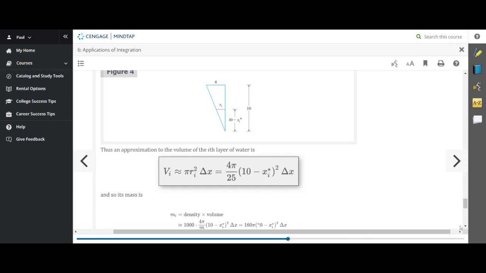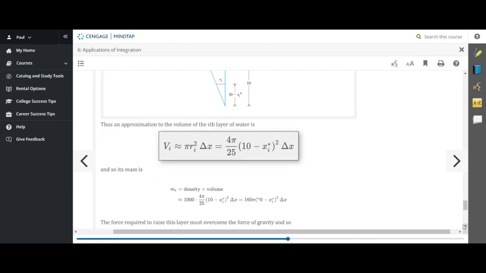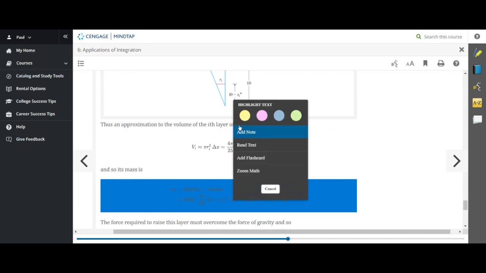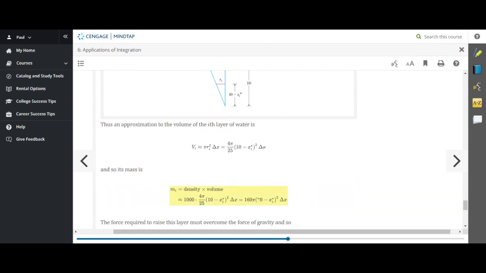Well, what's the density of the water? The density of the water is 1,000 kilograms. So now I'm looking here at the density of the water. Let me just see if I can do it without highlighting when I make it bigger. That's better. Okay, so the density of water is 1,000 kilograms per cubic meter.